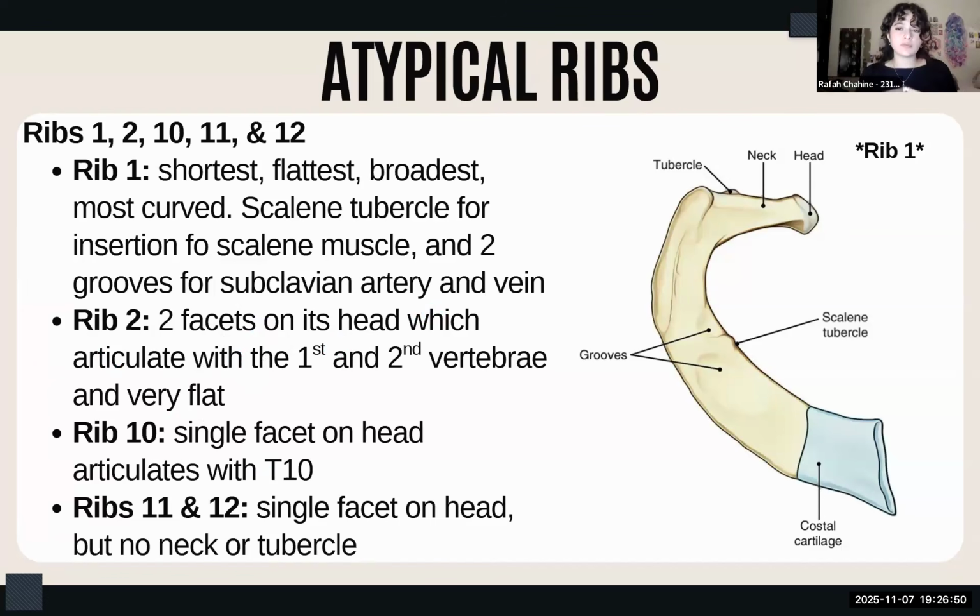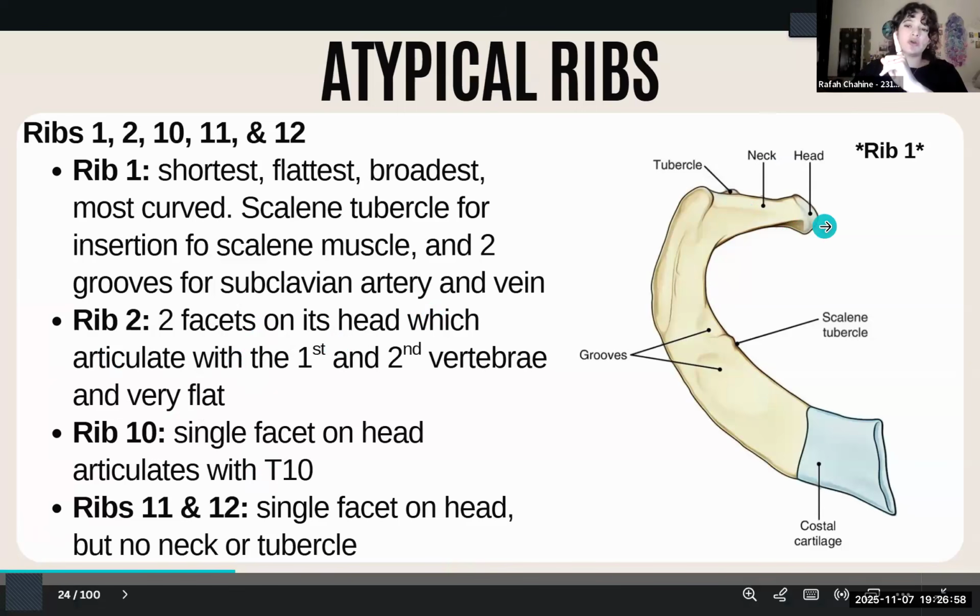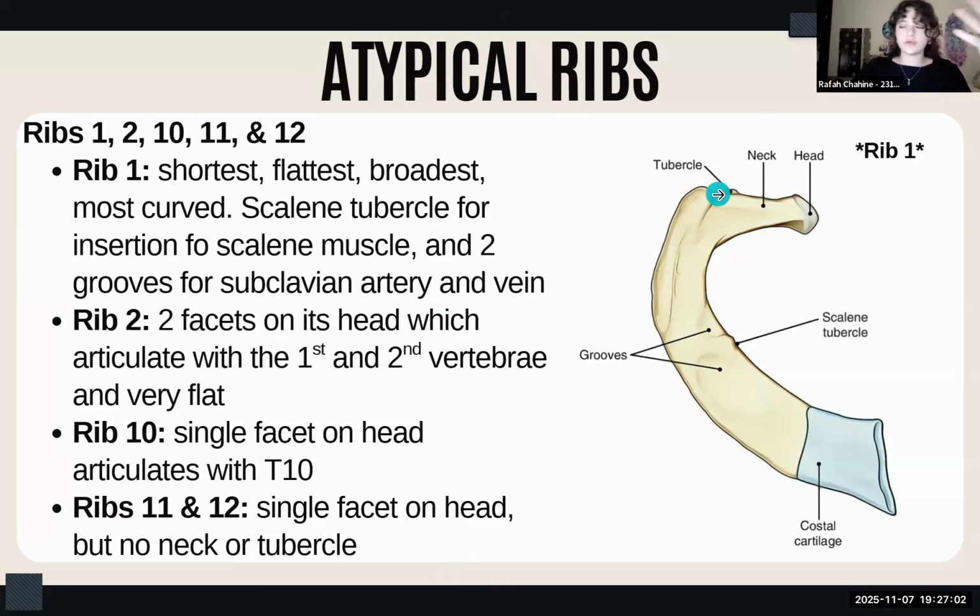Now we move on to rib number 10. Rib number 10 has only one articulating facet on its head. Only one, okay? Rib number 11 and 12 also have only one articulating facet on their head, but they also do not have a neck or a tubercle, okay? So are the atypical ribs clear?